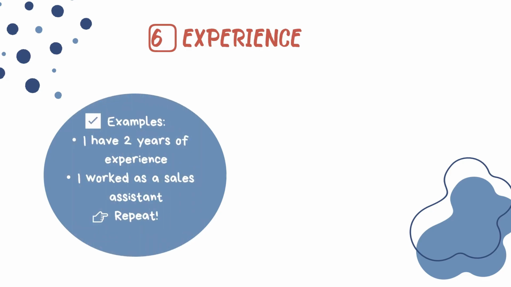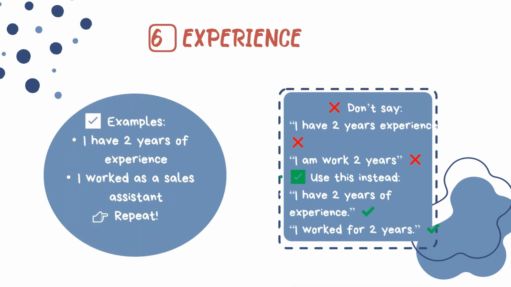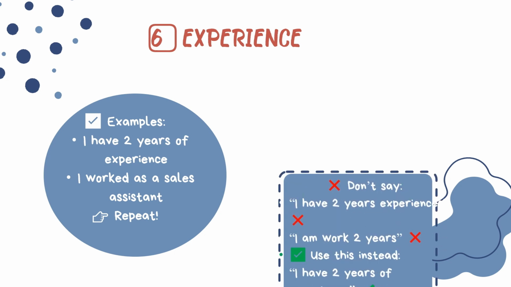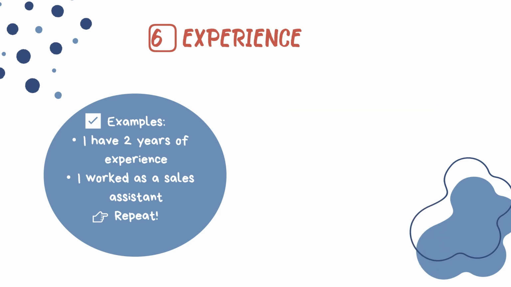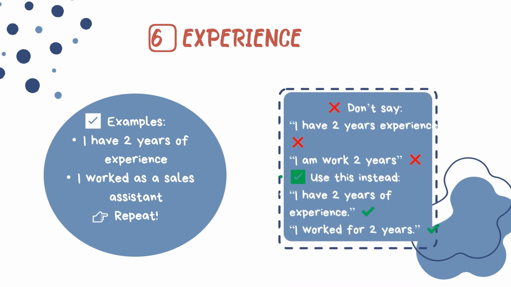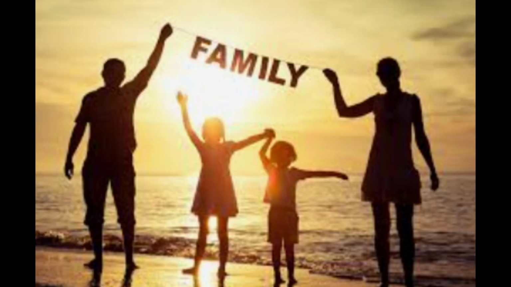Repeat. Don't say, "I have 2 years experiences. I am worked 2 years." Use this instead: I have 2 years of experience. I worked for 2 years. Now let's move to the next part, family.